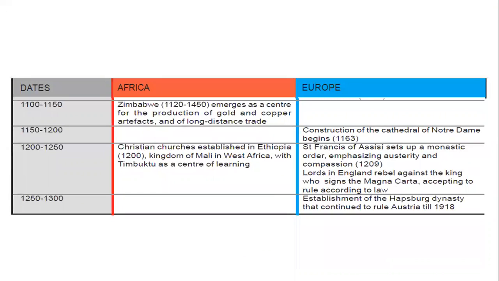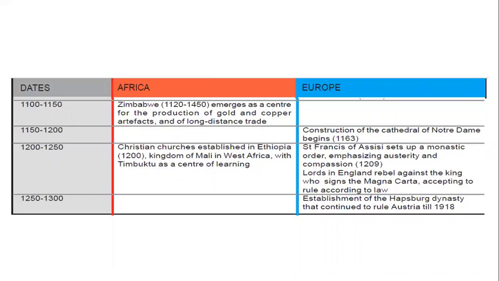In Africa, Zimbabwe emerged as a center for production of gold, copper, artifacts, and long-distance trade. And Christian churches have been established in Ethiopia. Kingdom of Mali in West Africa, with Timbuktu as a center of learning.